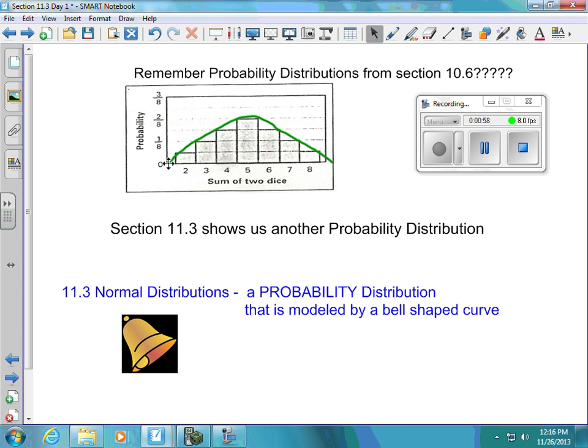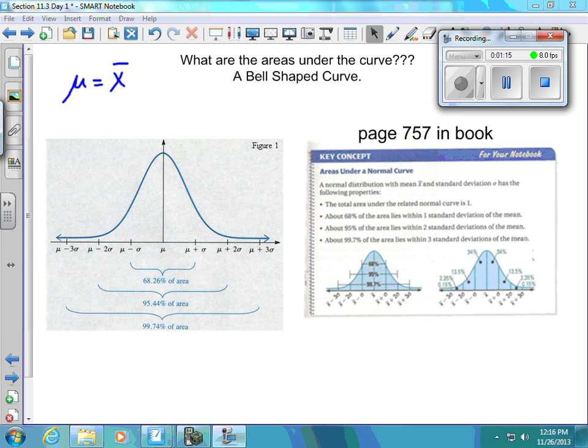There's lots of data values that, if you line up all the data values and stack them up in a graph or some sort of chart of this nature, make a bell-shaped curve. That's the type of data we're going to be looking at in this section. Okay, what are the areas under the curve?